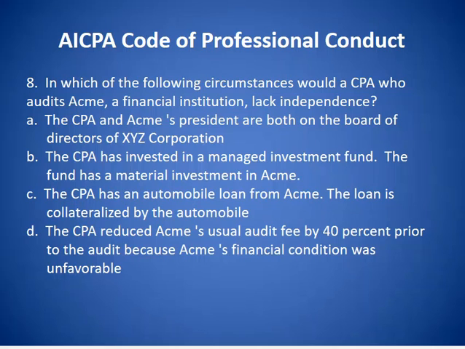Okay, let's take a look now at number 8. Number 8 is: in which of the following circumstances would a CPA who audits ACME, a financial institution, lack independence? So again, we have 4 situations, and we have to find the one situation where the relationship would cause the covered member to be considered to lose their independence. So go ahead, take a look at your answers, and stop the video. When you're ready, restart the video, and take a look at the correct answer.